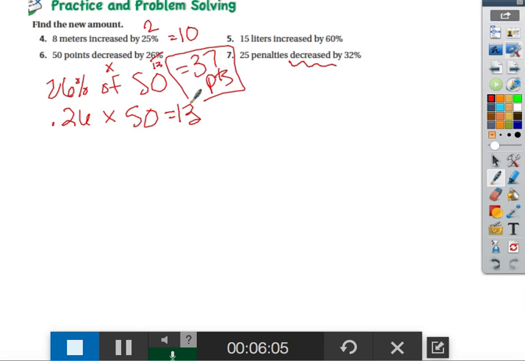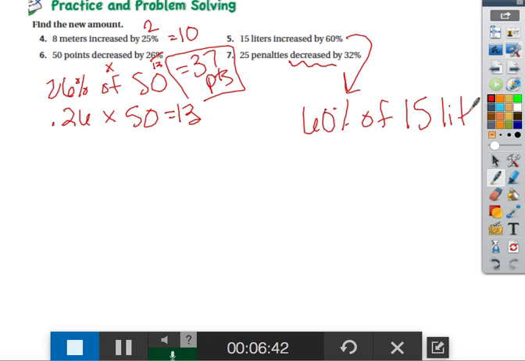Pretty simple. Okay, so 15 liters increased by 60%. Well, we can't increase it until we know what 60% is. So how do we find 60%? We times it. We have to know what is 60% of 15 liters. So what's 60% of 15 liters? 0.6 times 15. It's 9.